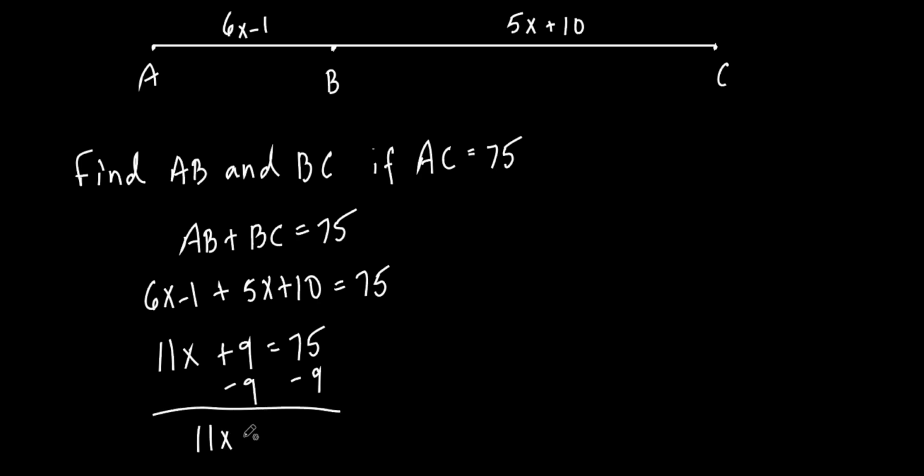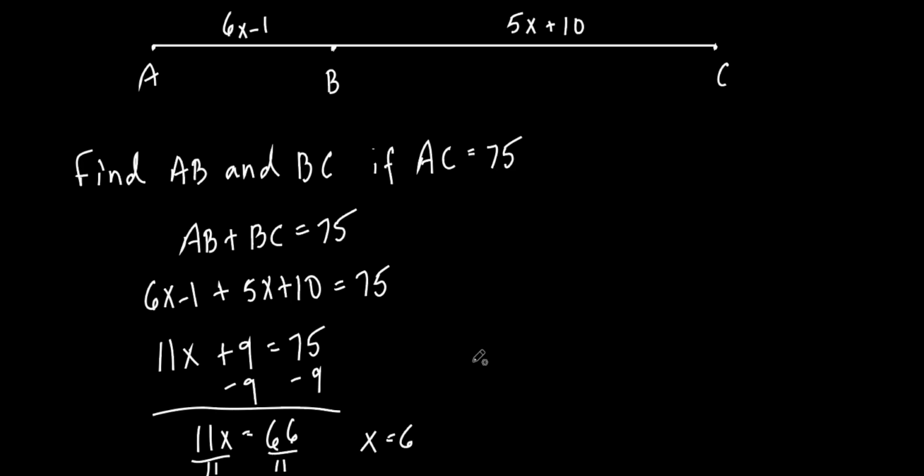75 minus 9? 66, right? And then one more step and you've got x. What do we have to do? Yeah, divide by, how about 11, right? I know what you're doing. You're giving me the answer. That's fine. X equals, now you can say it, 6.